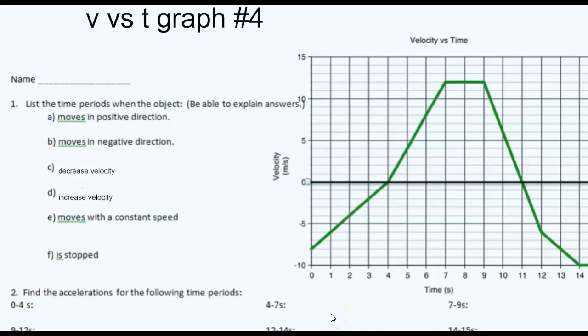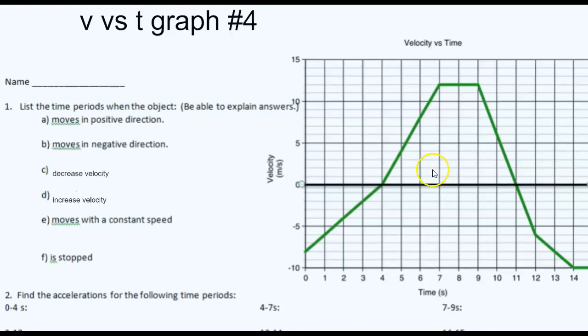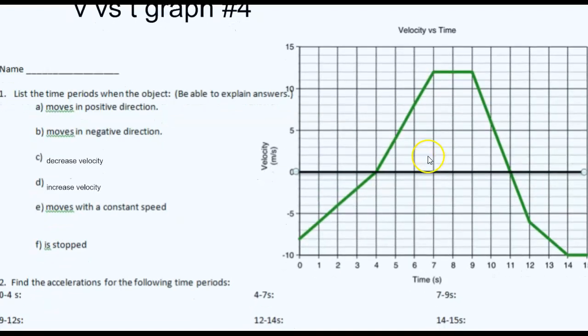This is actually velocity versus time graph number 4 if you're looking for the worksheet in D2L. So the first part is just kind of interpreting this graph and describing what's going on. So it says list the time periods when the object moves in the positive direction, moves in the negative direction, decreased velocity, increased velocity. It might say slow down, speed up. I change it to that wording because that's what I use on the test. Move at a constant speed or constant velocity, and then it's stopped.